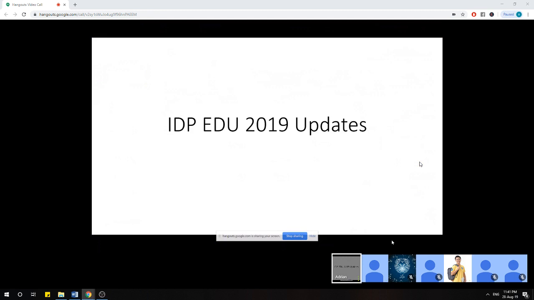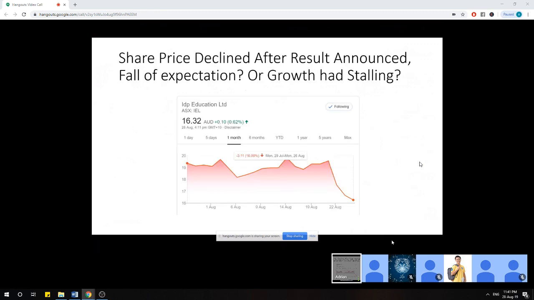So, as all of you know, IDP's sentiment is a little bit weak currently. It's not fully because of the result falling short, meaning underperforming consensus analyst expectations. It's not fully that. I think you guys remember the article today, about the Australian government controlling. That's one of the reasons why the sentiment on IDP is weak currently.